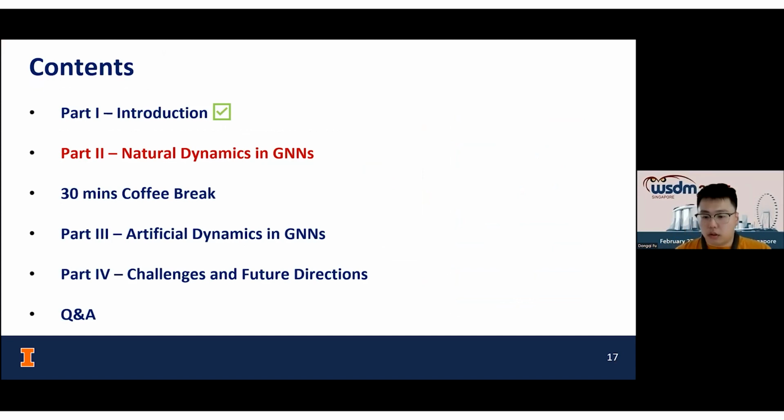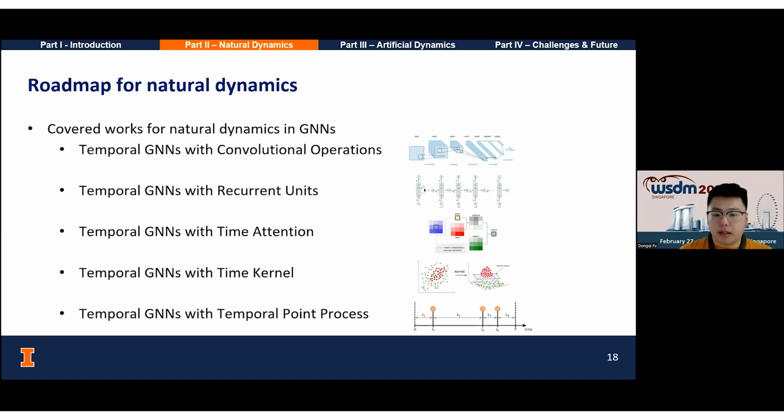After the general introduction, let's step into the second part of our tutorial, the natural dynamics in graph neural networks. Again, there are five aspects we will cover in the natural dynamics. Let's first go to the temporal graph neural networks with convolutional operations.